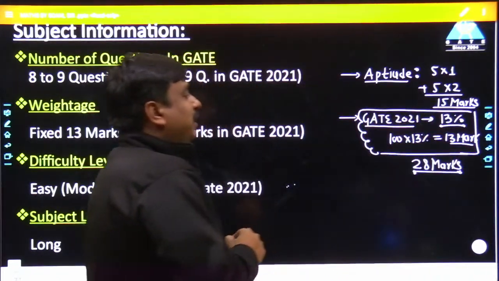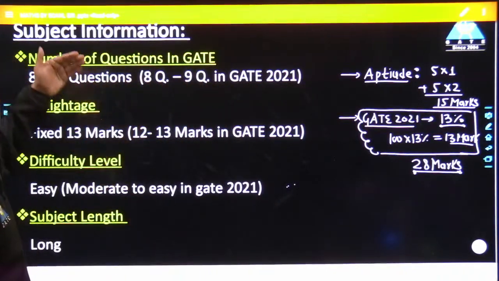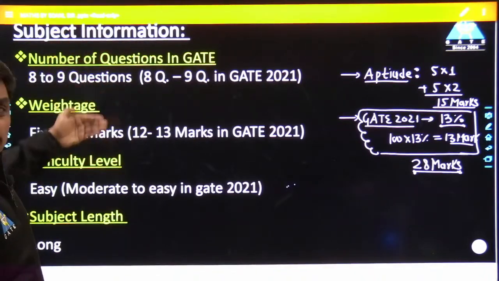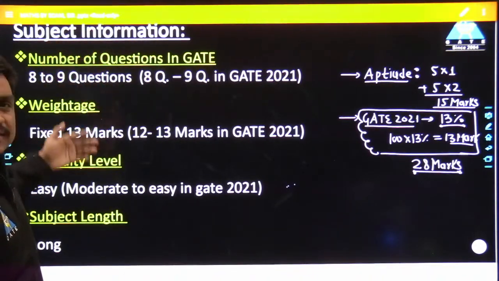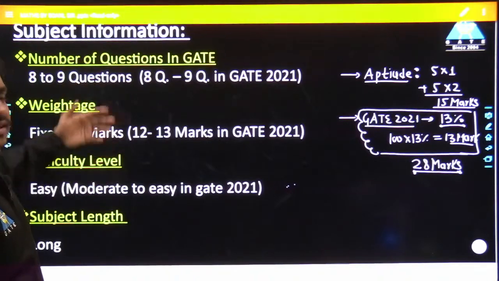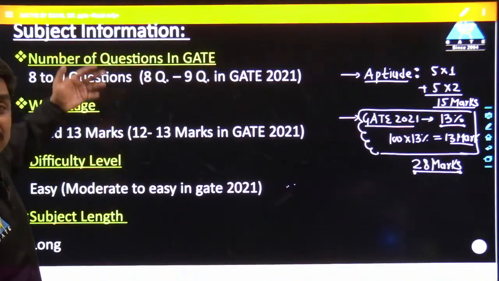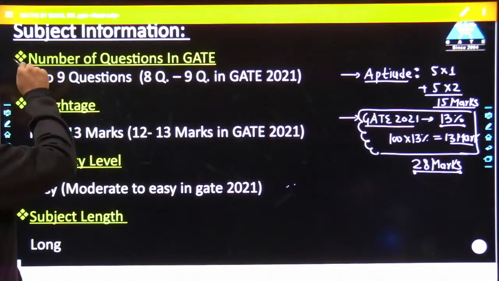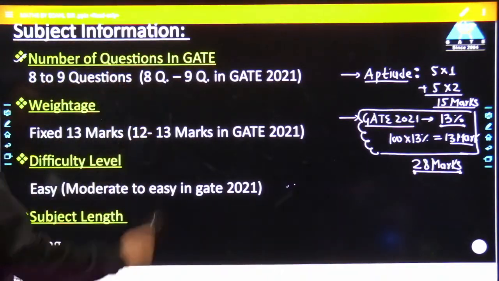So now let me briefly discuss what the pattern of GATE 2021 was, what the weightage was, what the toughness was, and what the distribution of the marks of the engineering mathematics was in different streams of GATE 2021. So the first important point is the number of questions asked in the GATE examination.